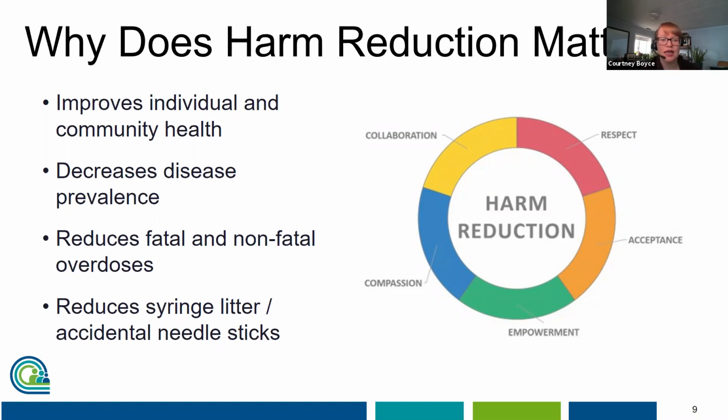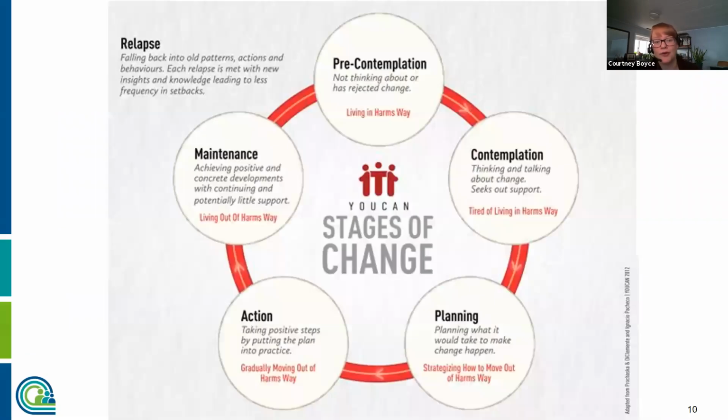So harm reduction includes all these different things that you can see on your screen, but it's based on science and it's based on what we call the trans-theoretical model. And that identifies that people go through stages of change. And when a person wants to engage in any type of harm reduction approach or strategy, they can move in and out of those stages of change at any given time.